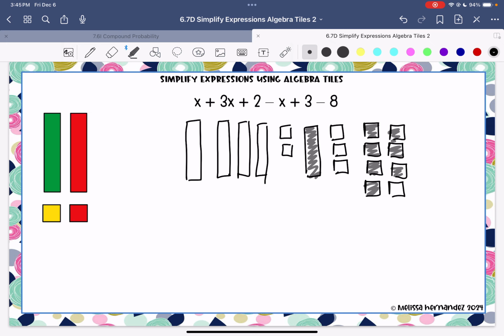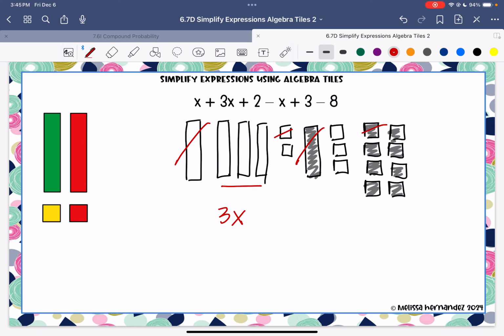Next step is zero pairs. Now remember, rectangles go with rectangles, which are really variables, and squares go with squares, which are really your units. So 1 positive x, 1 negative x. There are no more zero pairs. So at this point, I have 3x. Now I'm going to take out zero pairs from my units.